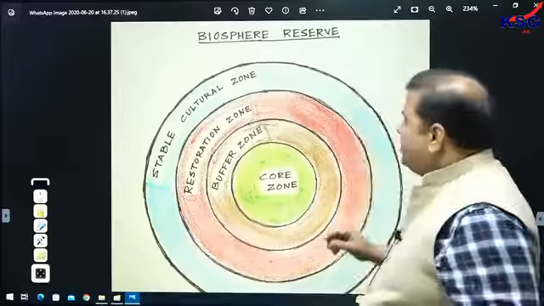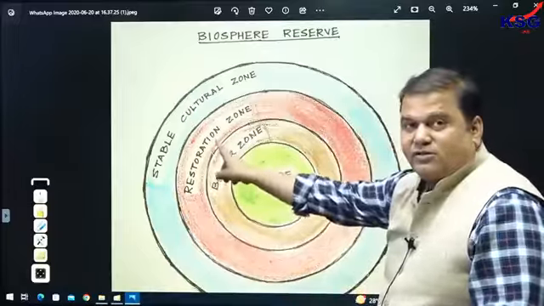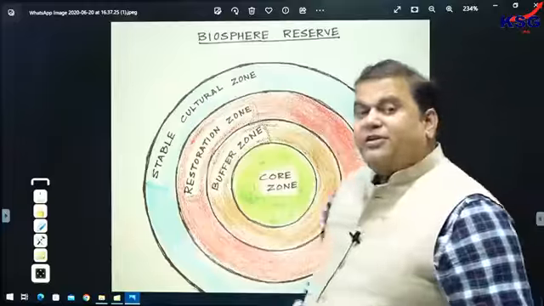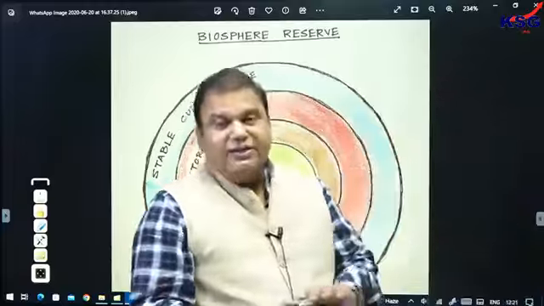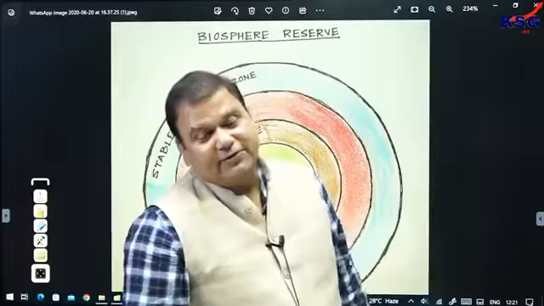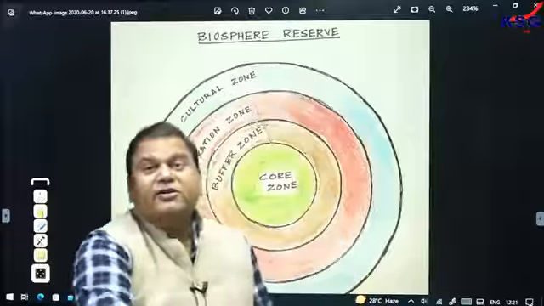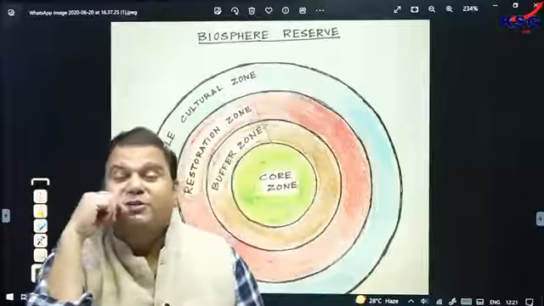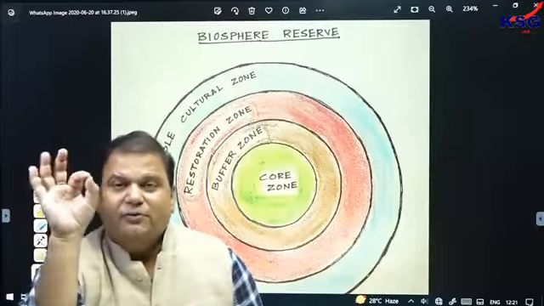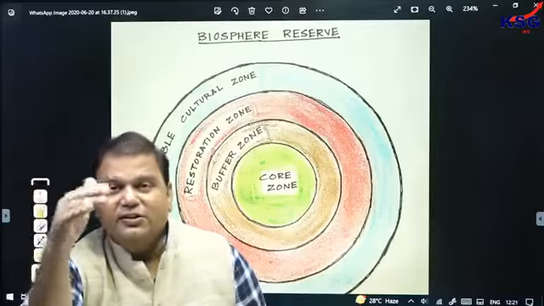Now, next is restoration zone. By the word itself, see, restore, restoration. Why? Because this area has suffered from environmental degradation. So this area needs to be restored to its original form. And in the environmental degradation, why? Due to anthropogenic activity, due to human activities. This area has suffered from environmental degradation due to human activities, and that's why this area needs to be restored to its original form.